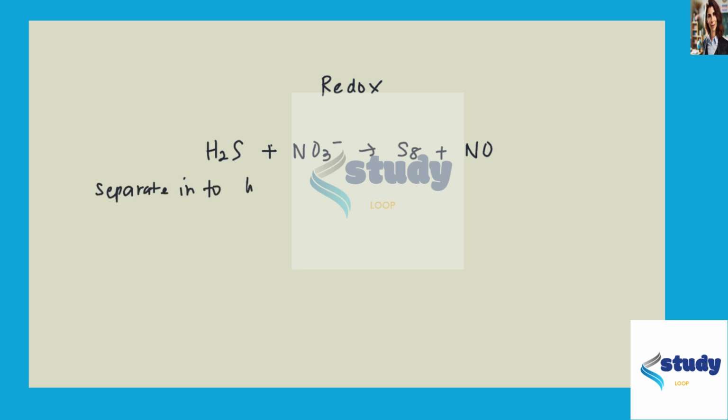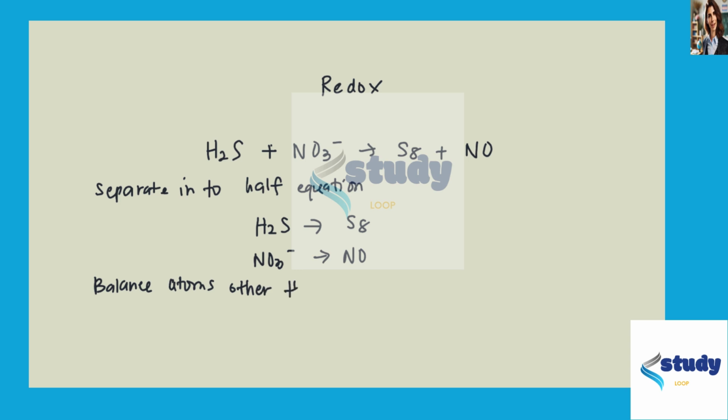To do that, we have to collect those species that are common. Namely, we can collect H2S with S8 because both contain S, and the other pair would be NO3 minus with NO. Next, we balance the atoms other than hydrogen and oxygen.